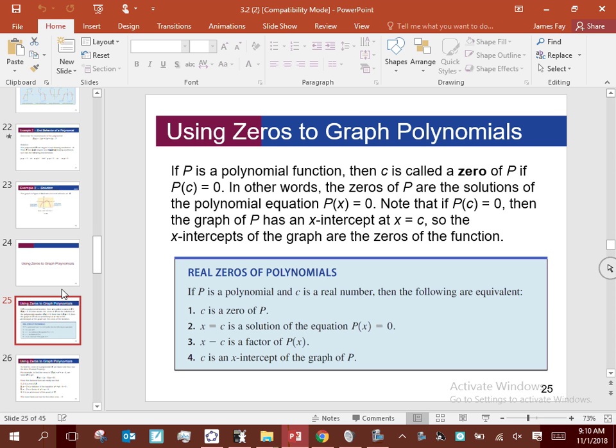And also when I have x-intercepts, I should know factors of my polynomial. Okay, so that's something I'm going to try to dive into today and analyze a little bit. Because if p is a polynomial function, c is called a zero if p of c equals 0.